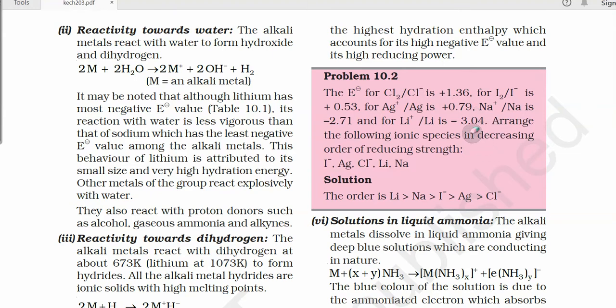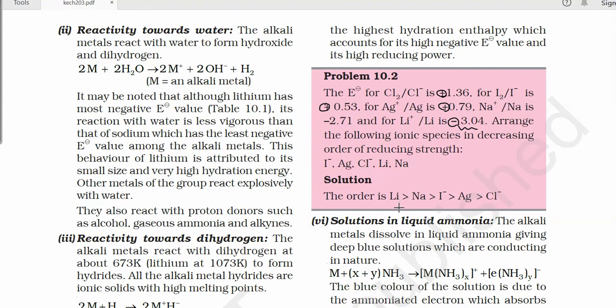Here we can see that the negative value for lithium is the highest, so lithium will be the strongest reducing agent, and after that comes sodium, with the value minus 2.71. The minus sign shows reducing potential and the plus sign shows oxidizing potential. So chloride and iodide have the highest oxidizing potentials, while sodium and lithium have the highest reducing potentials.